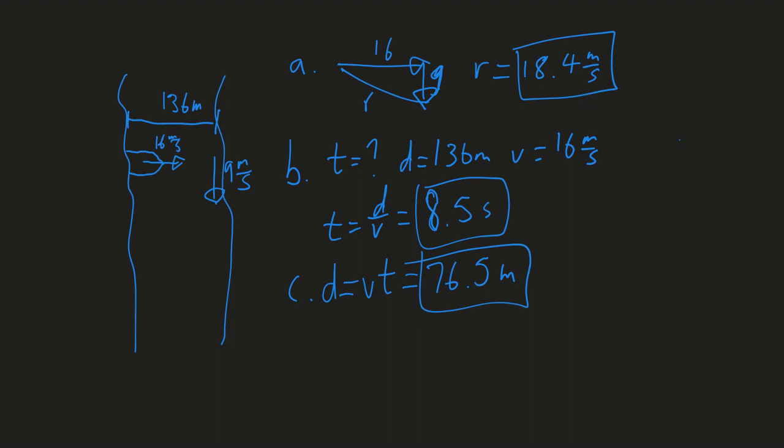So that's the practice. Notice that the vectors are important, and we get that 18.4, but we never use it in B or C, right? We're using the components of the total velocity to solve for those times and for the vertical distance, or the distance to the south.